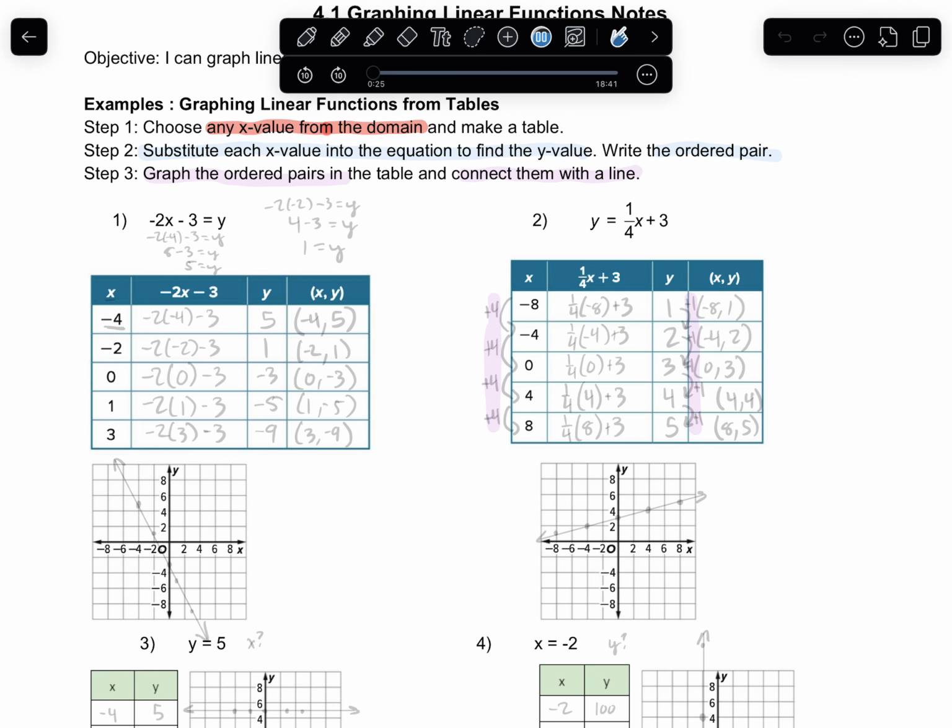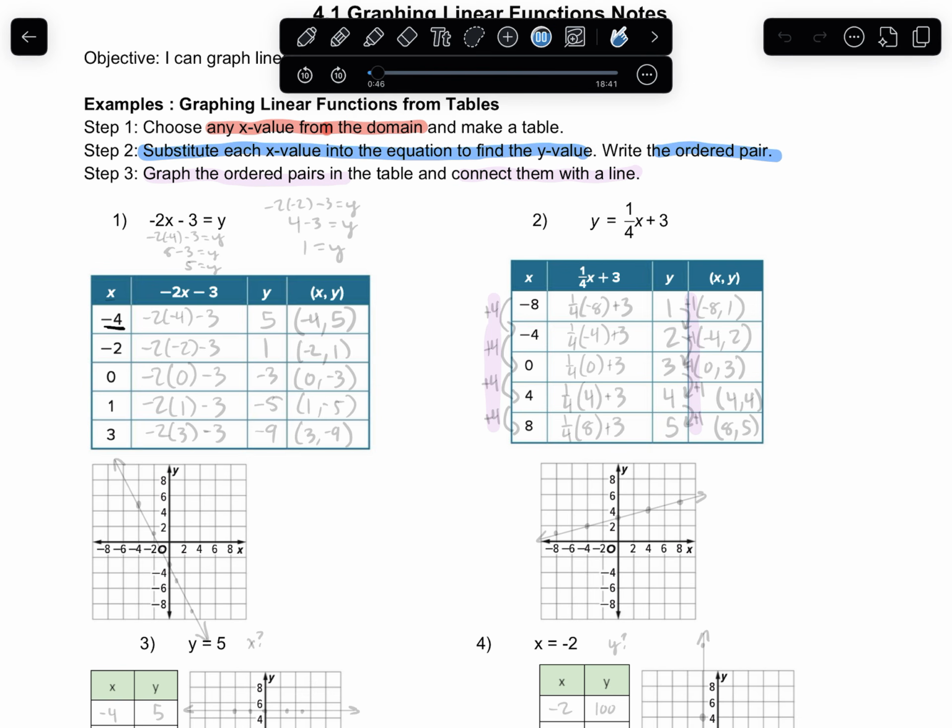Well, what's nice is that they already made a table for us, so we don't have to worry about making a table. They already gave us our x values, so that's also nice of them. So we can just jump right into step 2, which is substitute each x value into the equation to find the y value. Then we write the ordered pair. So here's what that means.